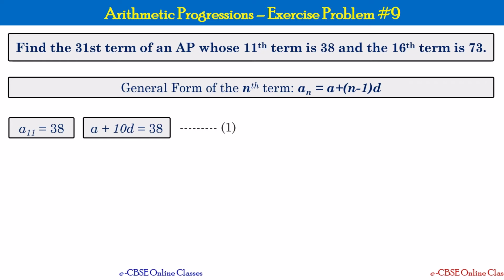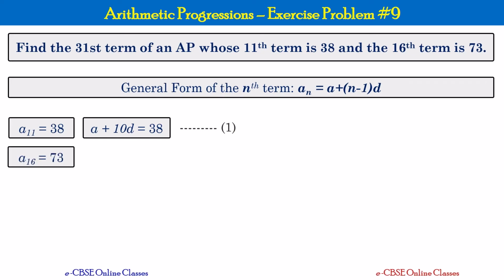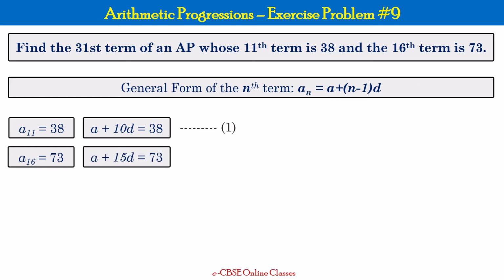And what else is given here? The 16th term, that is A16, equal to 73. The 16th term is A plus 15D. So A plus 15D is equal to 73. Let's call that equation 2.